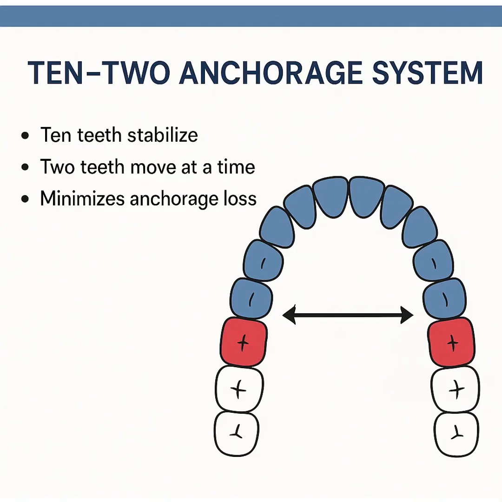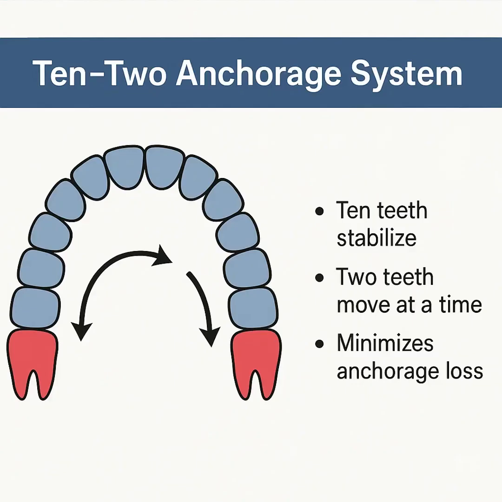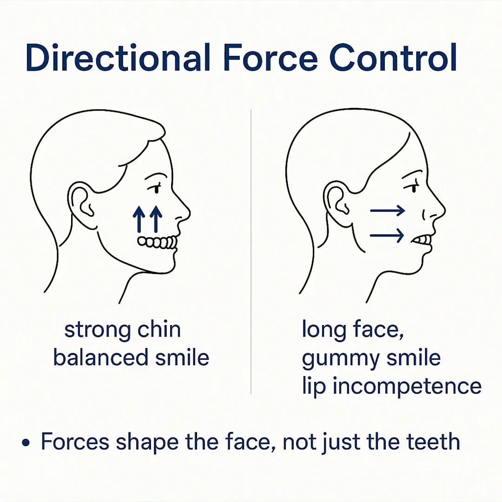10-2 Anchorage System. Merrifield emphasized controlled, sequential tooth movement rather than moving the entire arch at once. This is the 10-2 Anchorage system. 10 teeth are used as stable anchors, while only 2 teeth are actively moved at a time. This minimizes anchorage loss and allows for very precise movement. For example, retracting canines against a strong posterior anchor unit prevents molars drifting forward. The result is better arch form and more predictable outcomes.